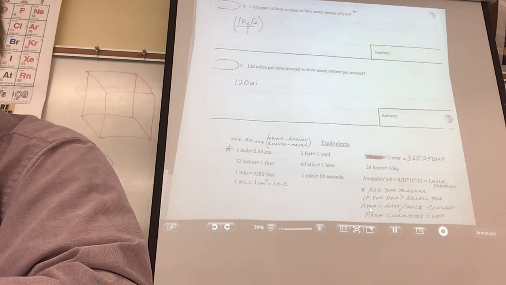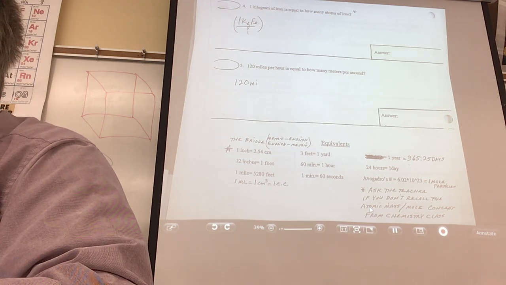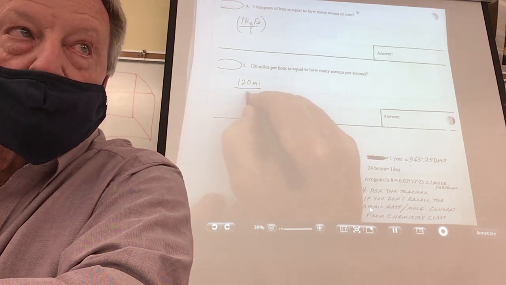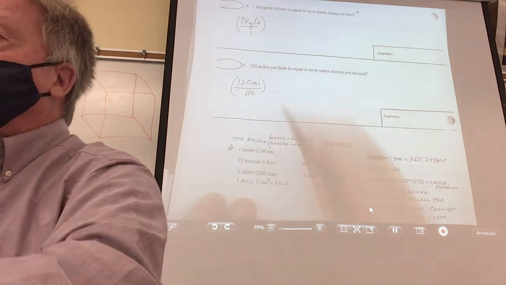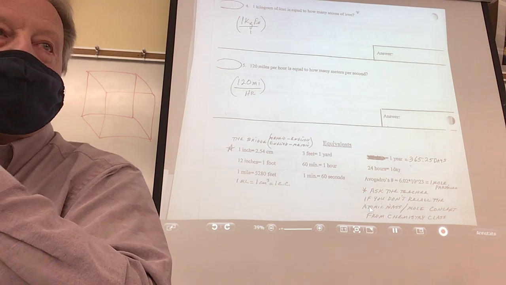This is the 3rd time she's answered this question. What's per mean? Divided by. So what's the given? 120 miles what? Per hour. Now, that's a pretty good way to start. If you don't start out with the right given, you have no way of getting this right, right?